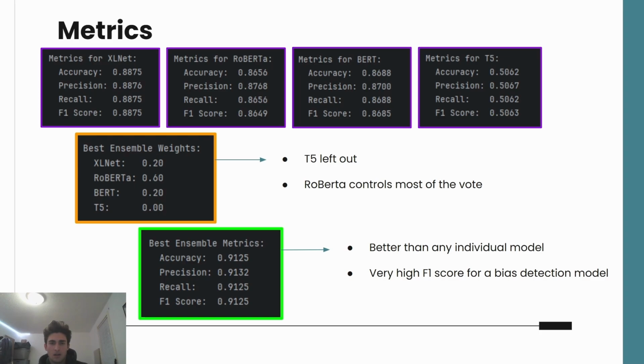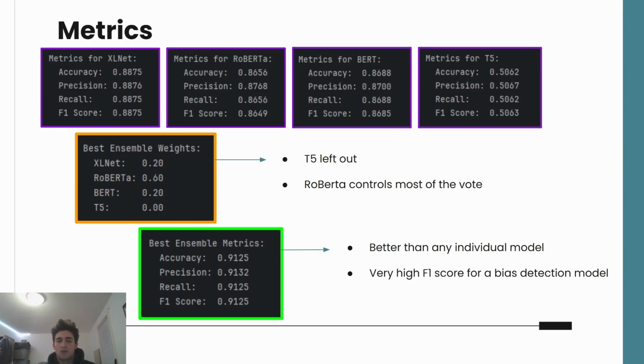For the metrics, we can see the scores for ExoNet, Roberta, BERT, and T5 at the top. As we can see, ExoNet, Roberta, and BERT have similar scores, while T5 has much lower scores. At first, we couldn't train T5. It was really complex. It wasn't working. We managed to get it to work, but still the scores weren't great. Then we can see in the orange box the ensemble weights. These are the weights for the voting in the ensemble.